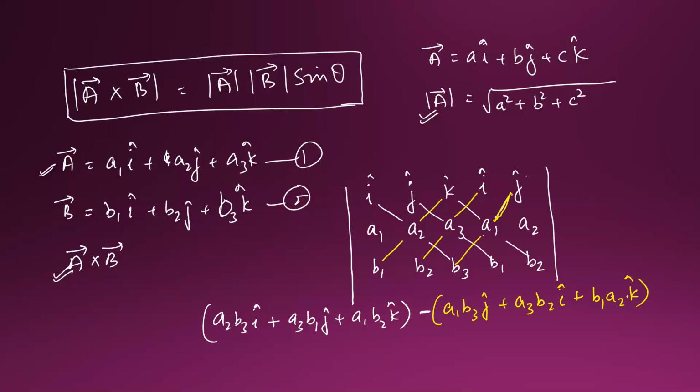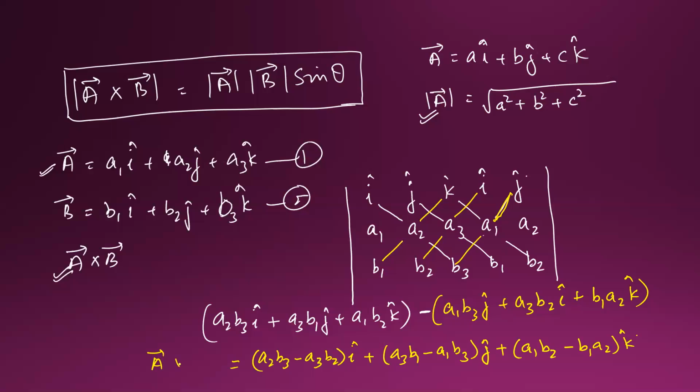Now what you have to do is you have to add the i coefficient with i, j coefficient with j, and k coefficient with k. So the expression will be (a2 b3 minus a3 b2) i cap plus (a3 b1 minus a1 b3) j cap plus (a1 b2 minus b1 a2) k cap. So this is the value of a vector cross b vector.